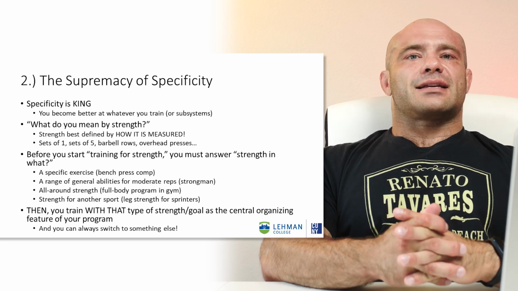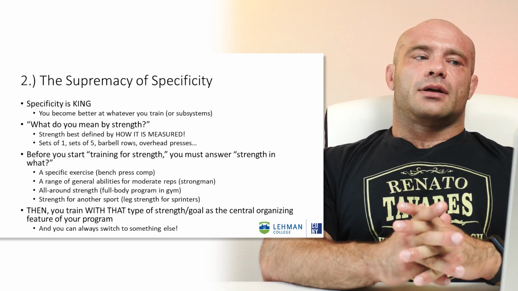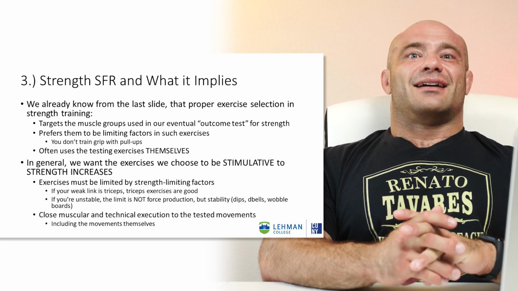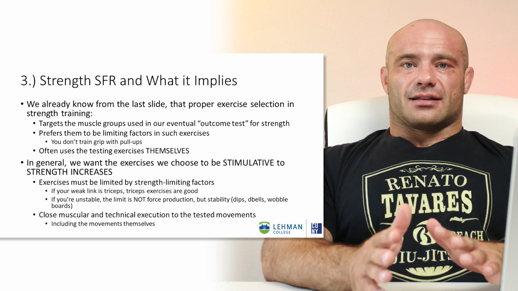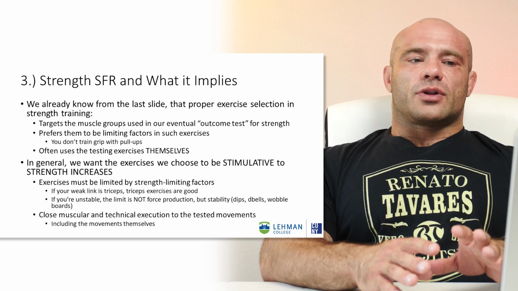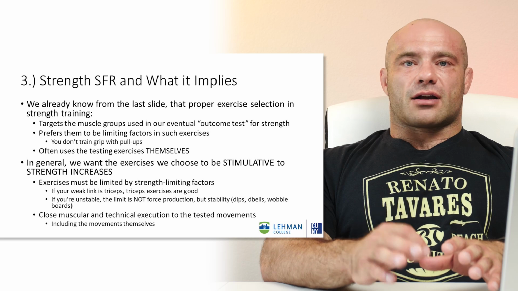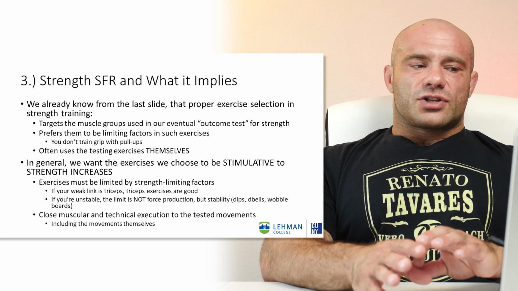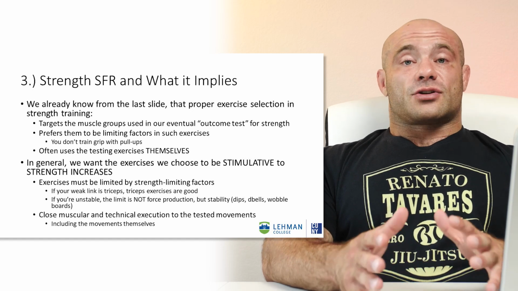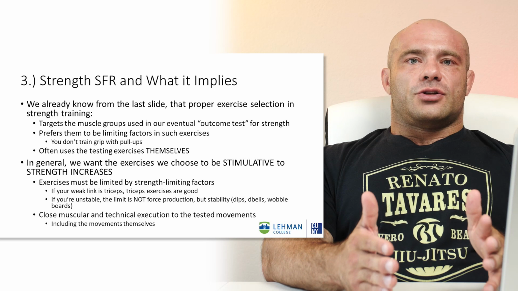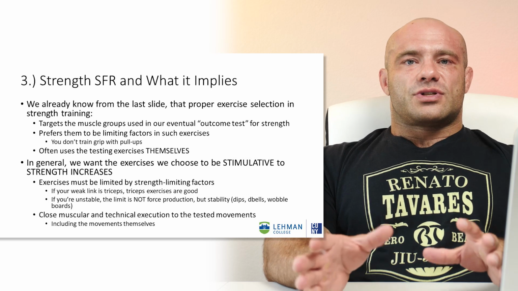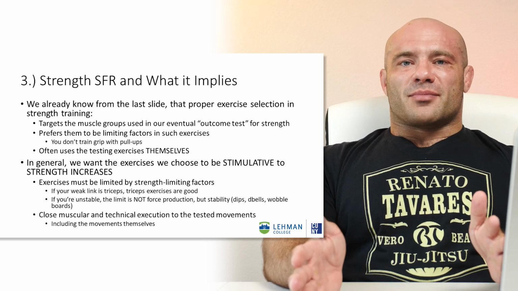All right. Next, a very important concept here in this lecture: strength SFR, stimulus to fatigue ratio, and what it implies. It implies a lot for exercise selection and strength training. So from the last slide or several slides, we know that proper exercise selection in strength training has to check a couple of boxes for us. First of all, it has to target the muscle groups used in our eventual outcome test for strength. Like if your pecs are super involved in bench pressing and you are bench pressing as a test of strength in 8 weeks and none of your strength exercises use the pecs, you have a serious problem in your program.